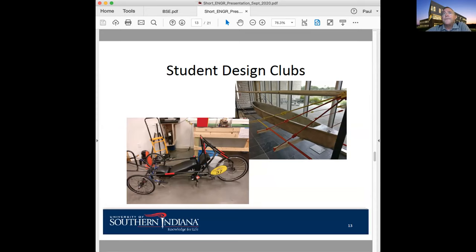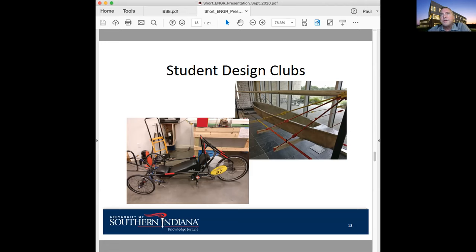The canoe has to be designed so that it's light enough to be competitive, but strong enough to not break up in the water. And yes, they do float, and they have to carry three people, and they have a number of different types of races. Like they'll have a slalom, they'll have a sprint race, etc.